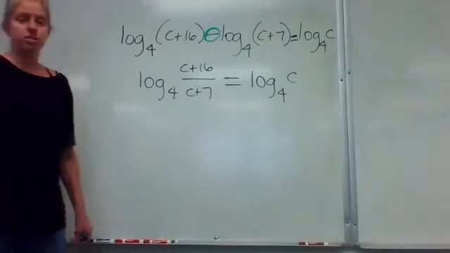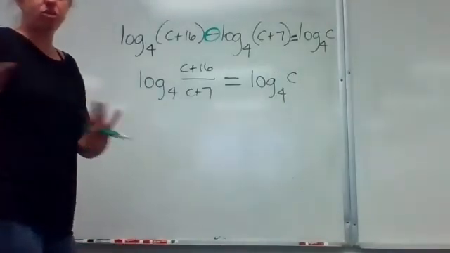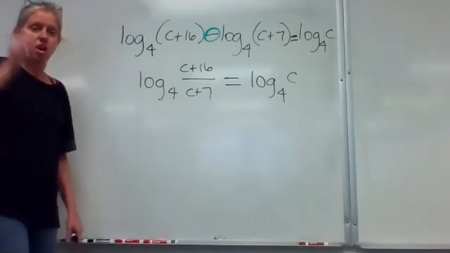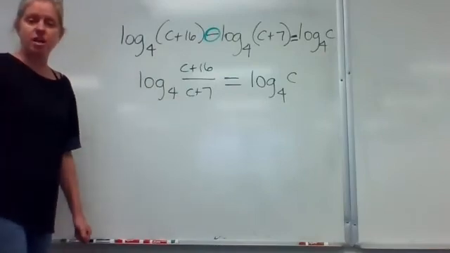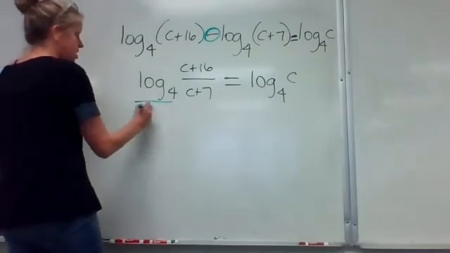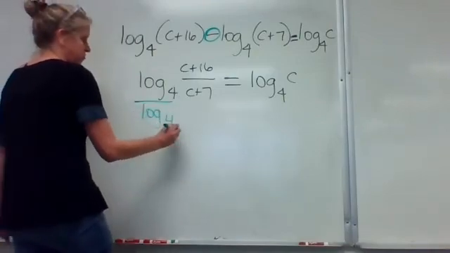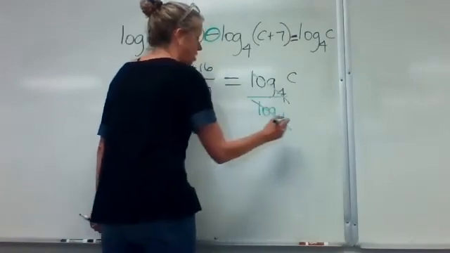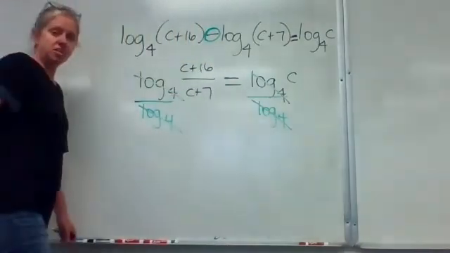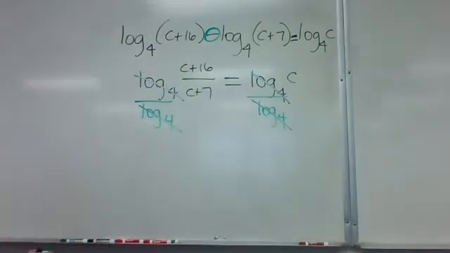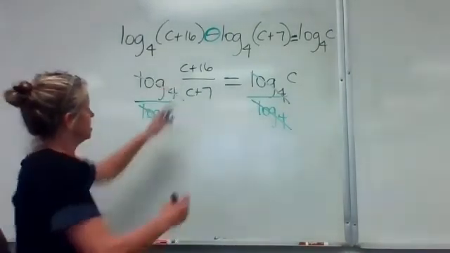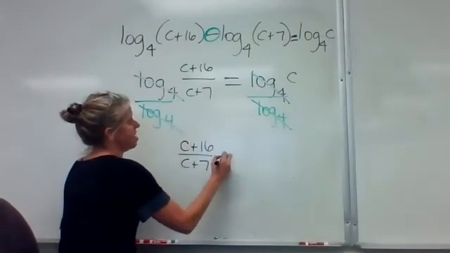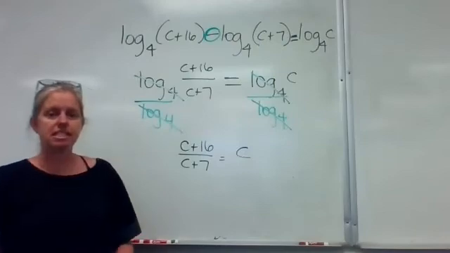So something new that we haven't seen is I do have two logs on separate sides. They're the same log though. So I can do anything to one side as long as I do it to the other. So I'm just going to divide the logs off. Divide that side by log base 4, divide this side by log base 4. So that cancels it out. So all I'm left with is c plus 16 over c plus 7 equals c.